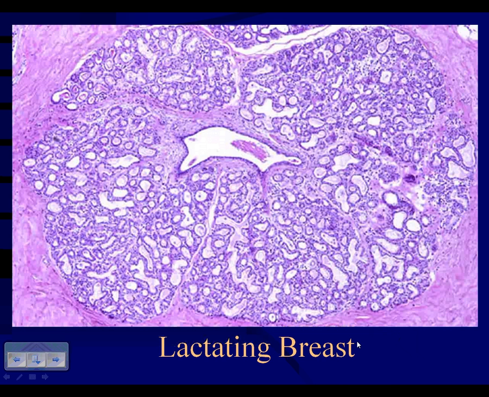Here's an example on histology of a lactating breast lobule, and compare this to ones we saw normally earlier, and you see they're quite large, quite proliferative. You've got your terminal duct in the center here, and then you've got all these secretory units that are quite hyperplastic and proliferative looking.